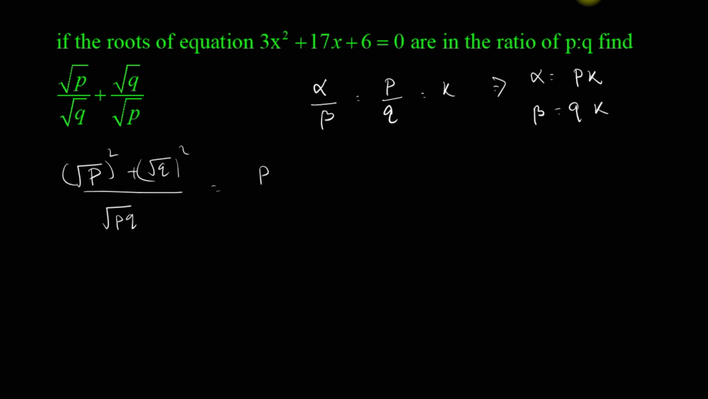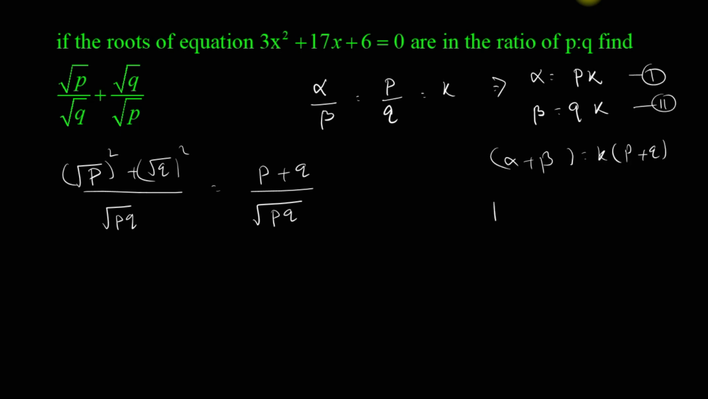So we have p plus q divided by under root pq, and we have to find the sum p plus q and the product pq. If we add the first and second, we get alpha plus beta, which is equal to k into p plus q. So p plus q is equal to alpha plus beta divided by k. And to find pq, multiplying both of these, we get p into q into k square, which is equal to alpha into beta. So pq is equal to alpha beta divided by k square.